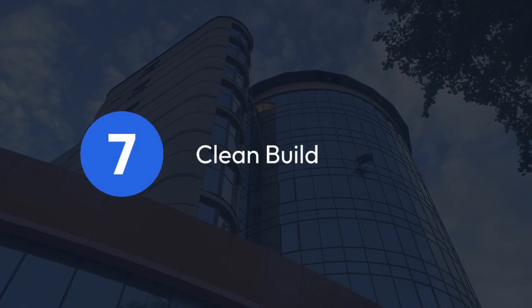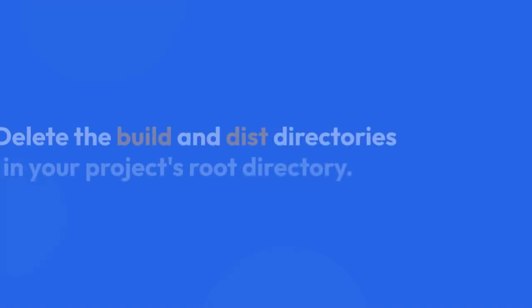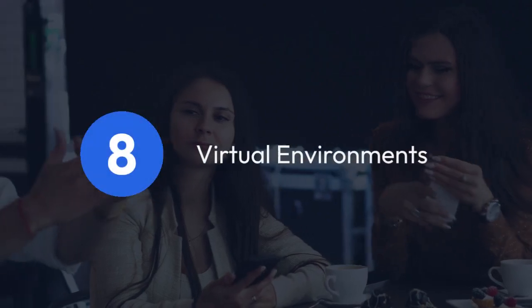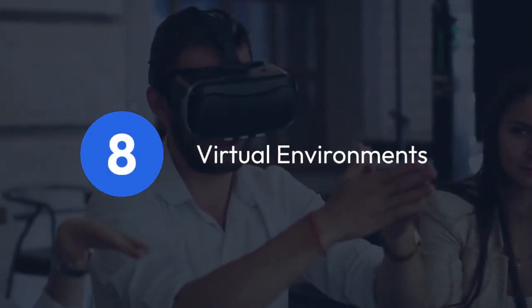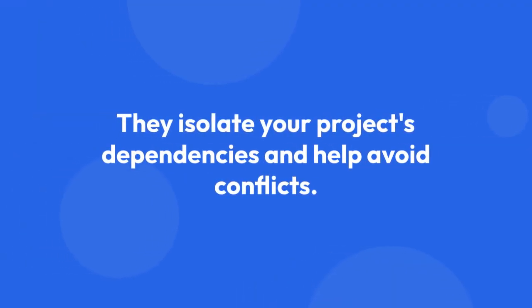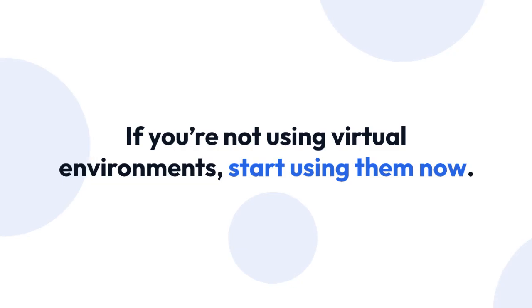7. Clean build. Before retrying the build, clean up any previous build artifacts. Delete the build and dist directories in your project's root directory. 8. Virtual environments. Again, strongly emphasize the use of virtual environments. They isolate your project's dependencies and help avoid conflicts. If you're not using virtual environments, start using them now.